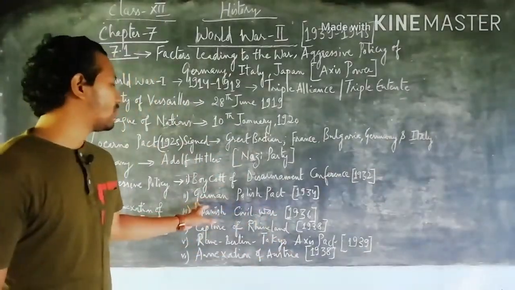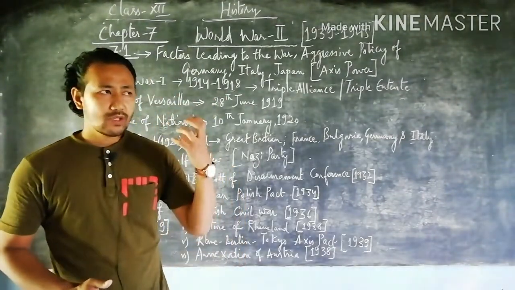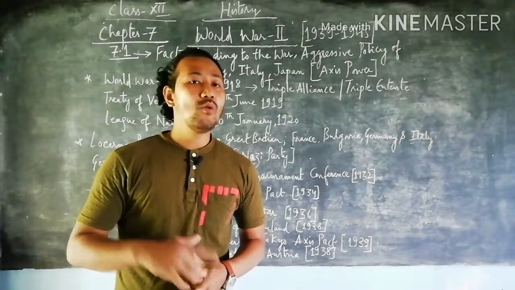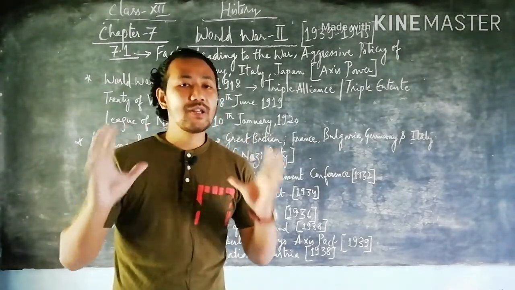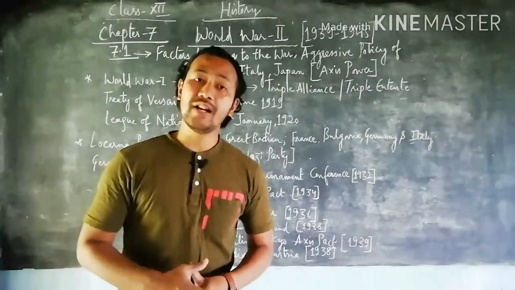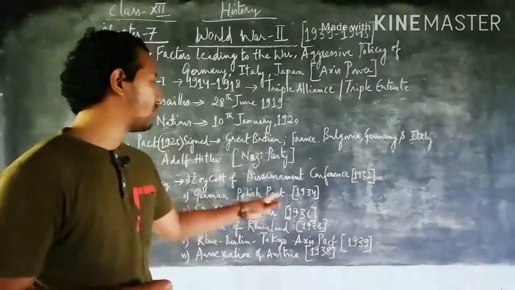Next we focus on the topic known as the German-Polish Pact of 1934. Here we talk about Germany as well as the nation of Poland, how Poland stood as one of the main European nations with lots of industries and factories, and where Germany actually wanted to capture some of the places. Based on that also we see.